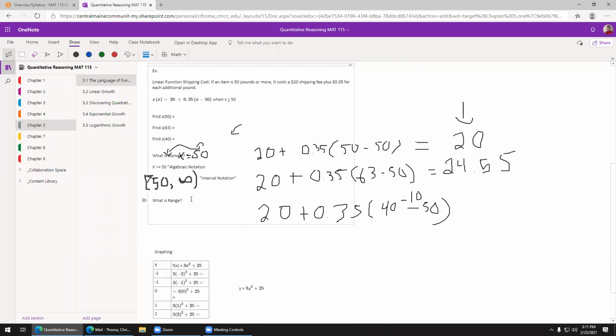All right, so if 50 is the smallest number that can come in for X, what is the smallest number that can come out? Is it 20? It's 20, right? And that's why I picked 50 here at the beginning for a purpose. So I know my function, which is S of X, has to be greater than or equal to 20. And how do I know that? Well, if I take the smallest number that can go in, 50, and put it into the function, then 20 will be the smallest number that can come out.